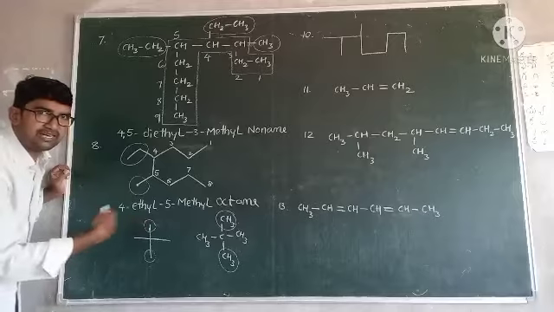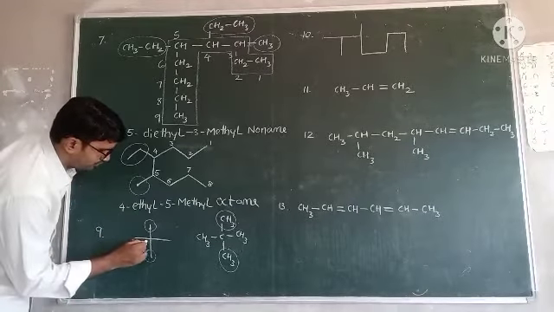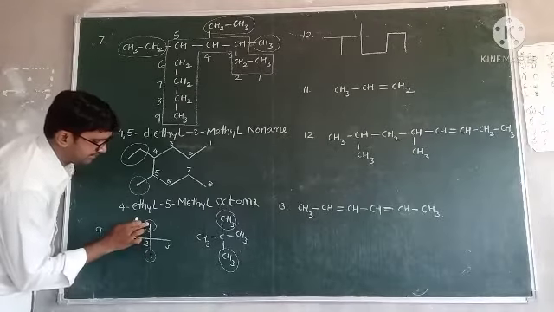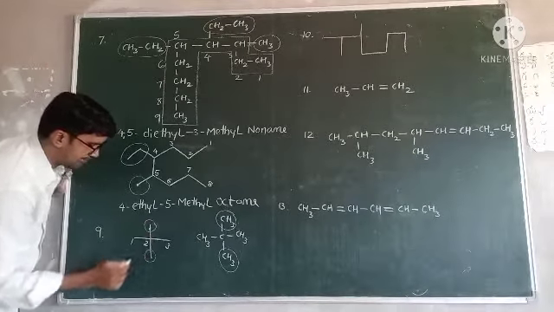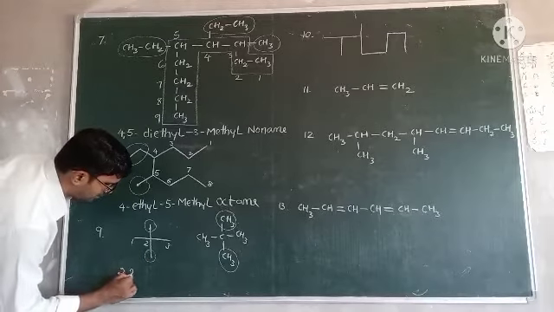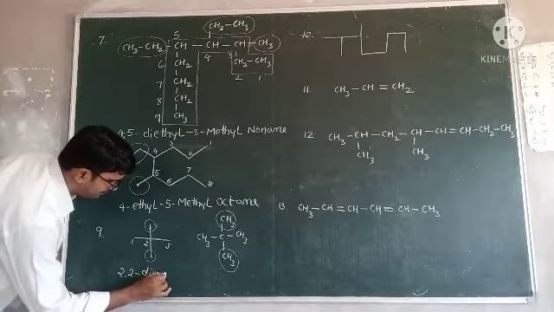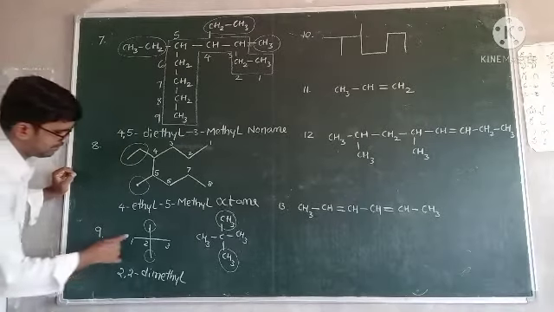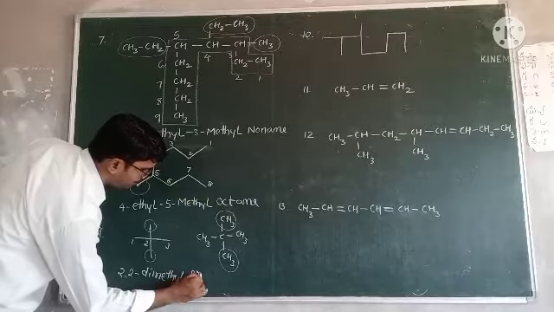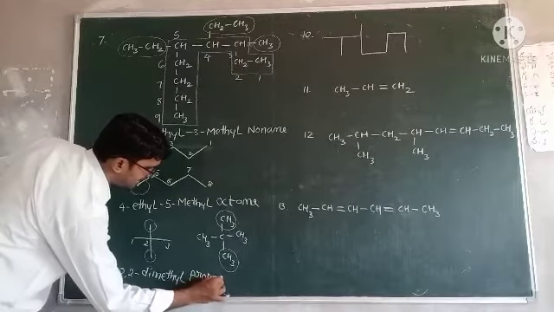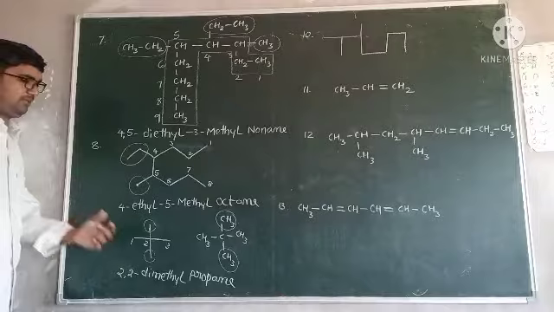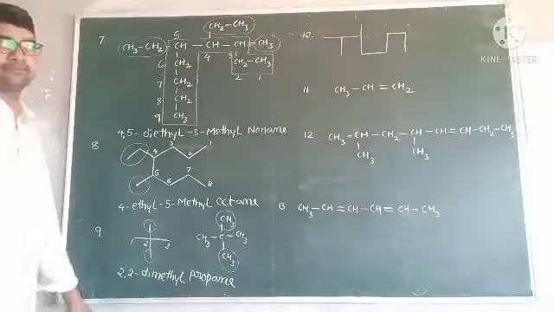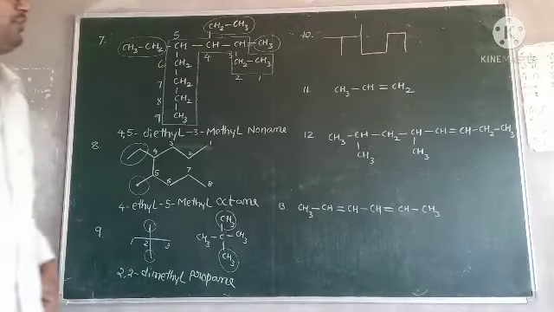How to give the numbering? From any side, the numbering is the same: 1, 2, 3. These two substitutions are methyl groups, this is one methyl, this is another methyl. These two are attached to the second carbon. So 2,2-dimethyl. 3 carbons means prop. Only single bonds means ane: propane. Okay, clear. Completed.